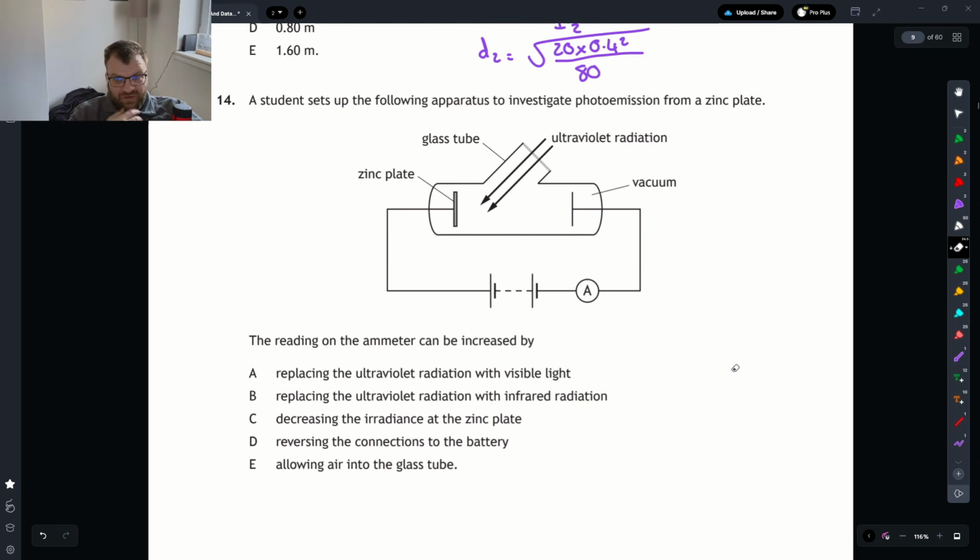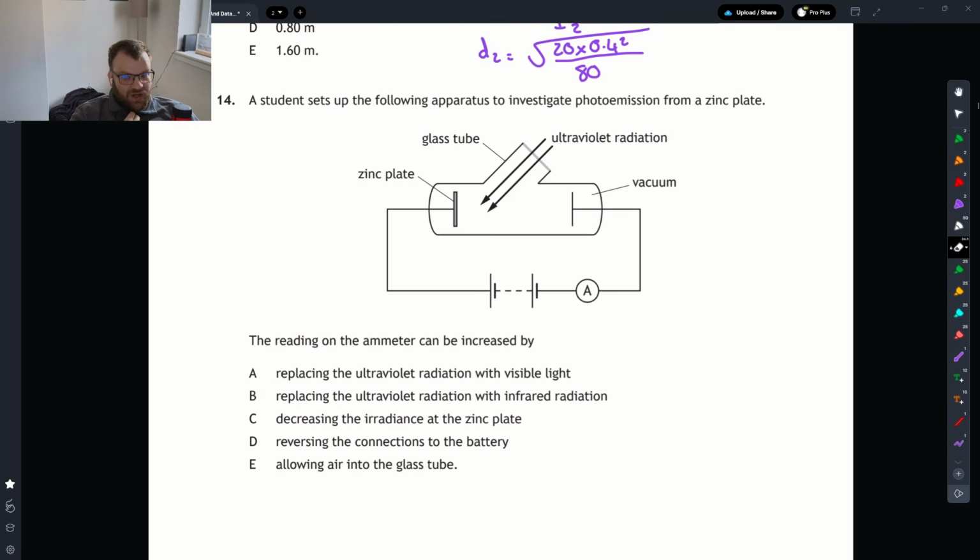In this question, we're talking about photo emission, so by the absorption of radiation with enough energy to cause electrons to move. So we're going to be thinking about energy in the first couple. It is asking us about replacing UV with visible. Well, visible light has a longer wavelength, lower energy. It would not cause more emission to happen. So that's going to be incorrect.